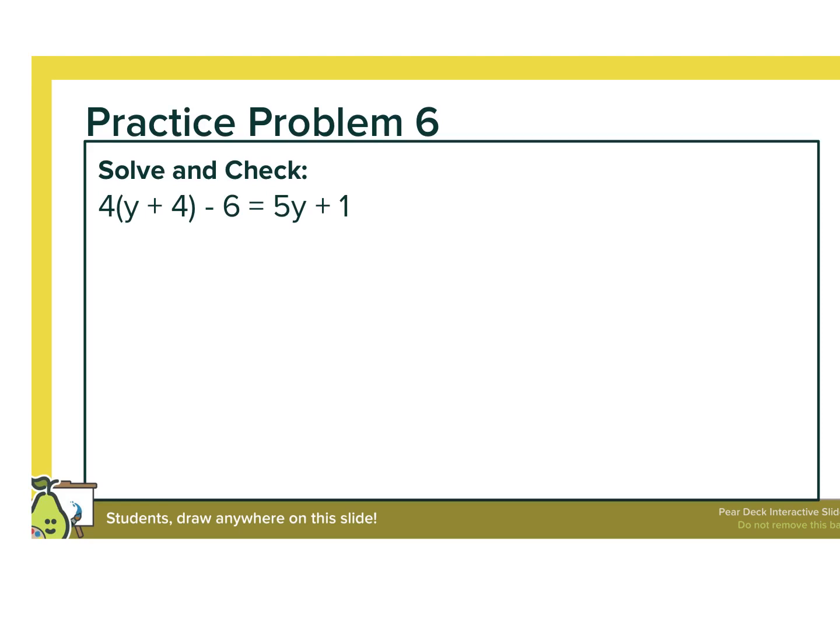All right, step 1. There are parentheses. We are distributing. 4 times y, 4y. 4 times 4, positive 16. Bring down the minus 6. Bring down the 5y plus 1.